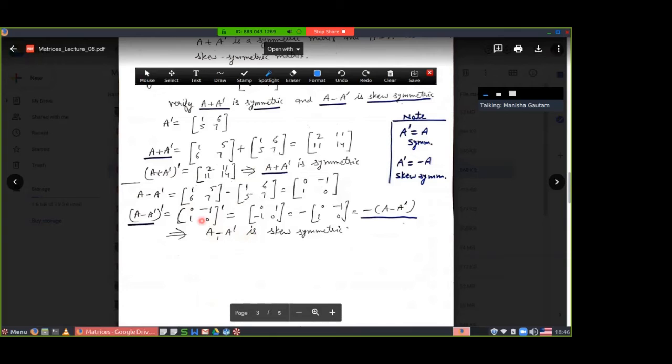Now, second part of this is A minus A transpose. Calculate what is A minus A transpose. You will get 0, minus 1, 1, 0. A minus A transpose, you have to check whether it is skew symmetric or not. What is the property? A transpose comes out equal to minus of A. It means the transpose of this matrix, A minus A transpose, comes out with minus sign of A minus A transpose.